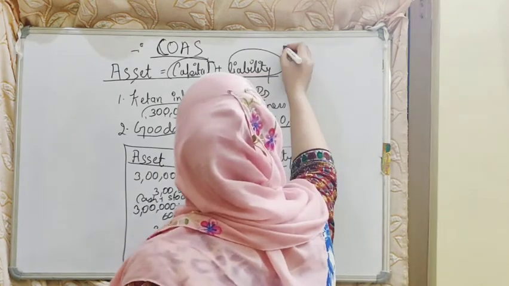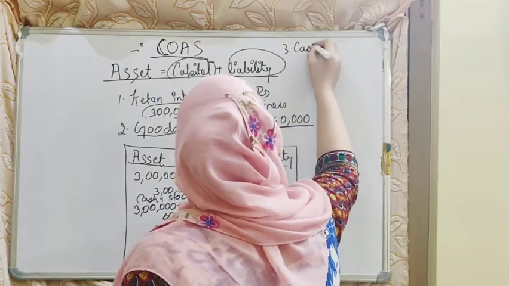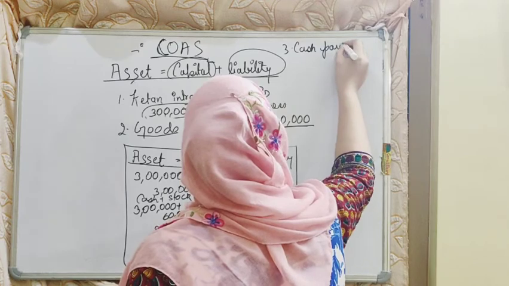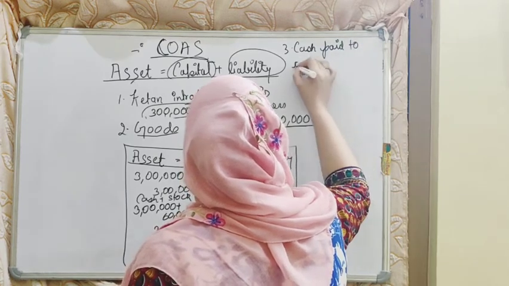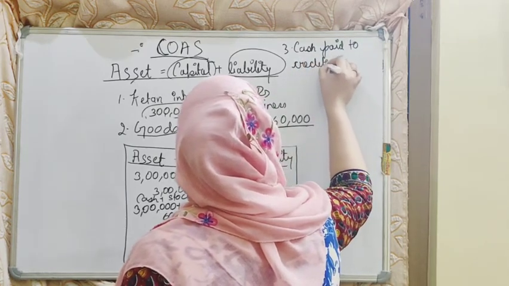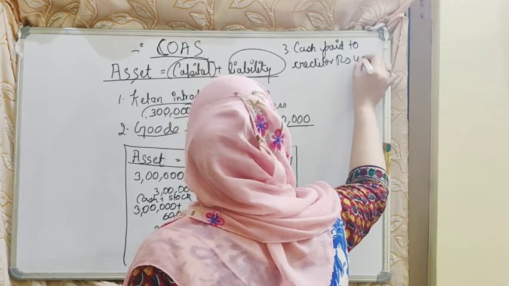I can write over here: cash paid to creditor rupees 40,000.